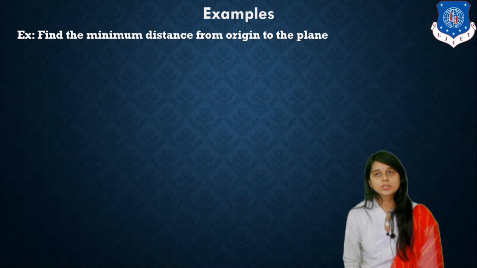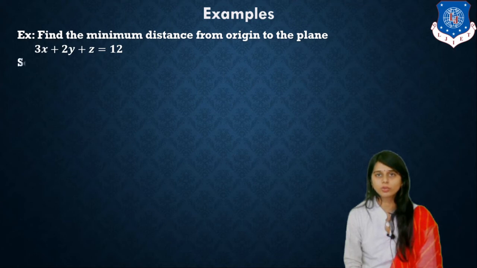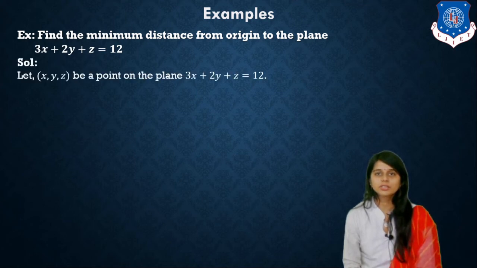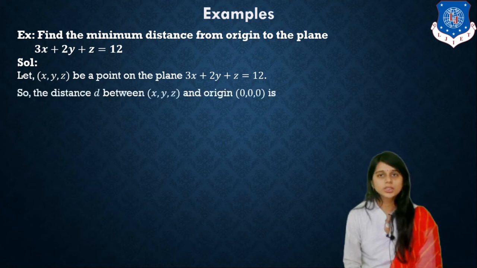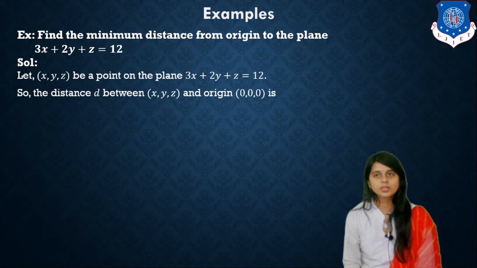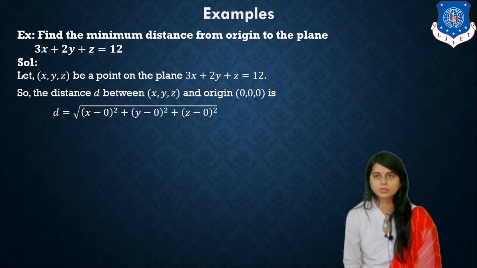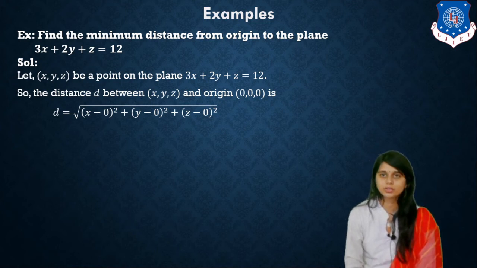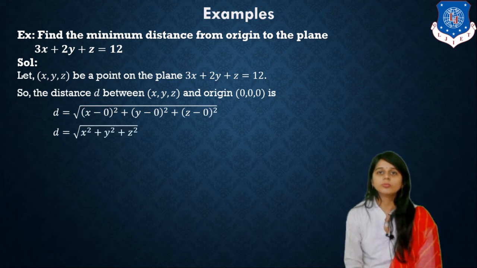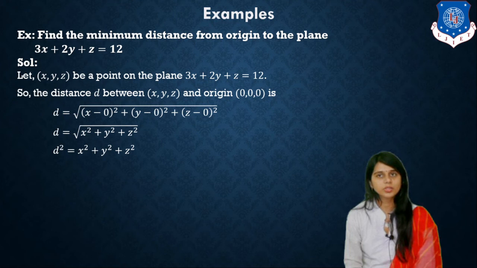Find the minimum distance from the origin to the plane 3x plus 2y plus z equal to 12. Let (x,y,z) be a point on the plane 3x plus 2y plus z equal to 12. So the distance d between (x,y,z) and the origin (0,0,0) is d equal to under root of (x minus 0) whole square plus (y minus 0) whole square plus (z minus 0) whole square, the formula for the distance between two points. So d is under root x square plus y square plus z square, and d square is x square plus y square plus z square.